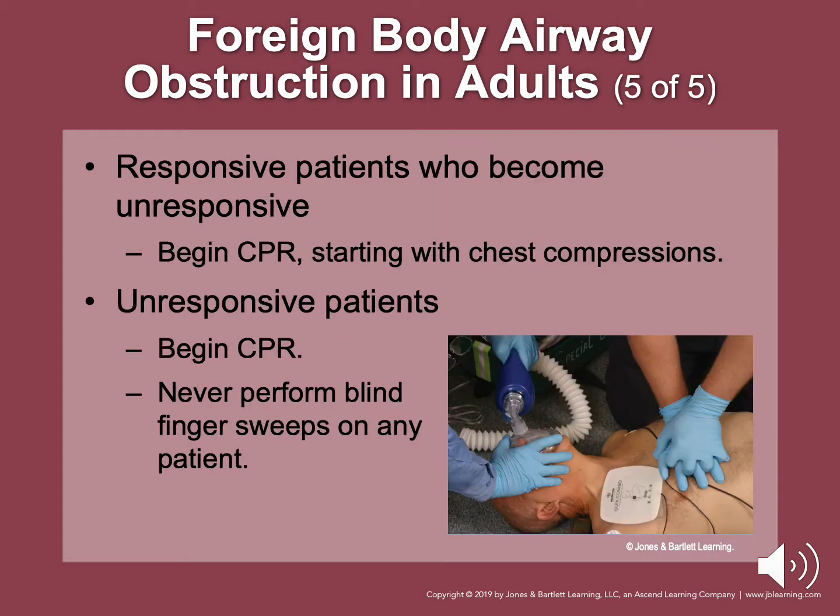Perform 30 chest compressions and do not check for a pulse before performing chest compressions. Open the airway and look in the mouth. If you can see an object that can be easily removed, remove it with your fingers and attempt to ventilate. If you do not see an object, then resume chest compressions. Repeat these steps until the object is released or paramedics take over.